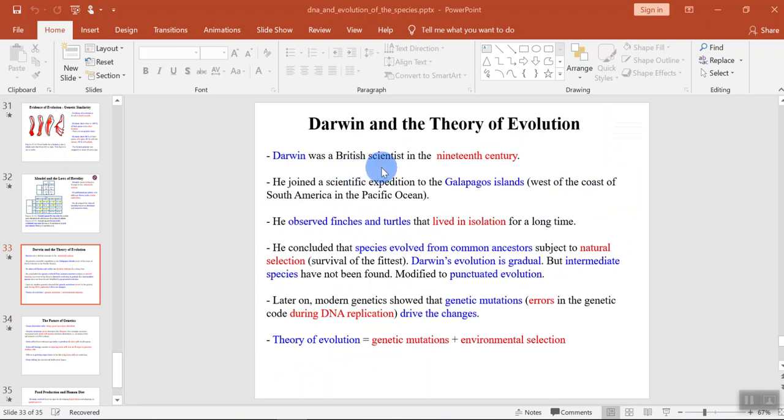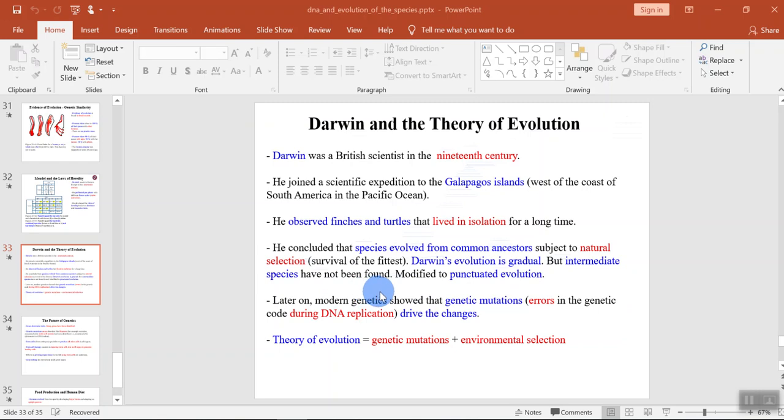So let's talk about Darwin and the theory of evolution. Darwin was a British scientist in the 19th century. He joined a scientific expedition in the Galapagos Islands, where he observed birds like finches and turtles that lived in isolation for a long time. He concluded that species evolved from common ancestors, subject to natural selection. Darwin's evolution is gradual, but intermediate species have not been found.